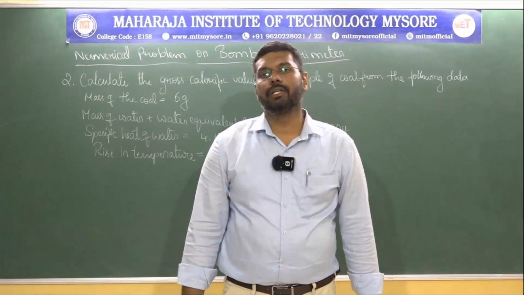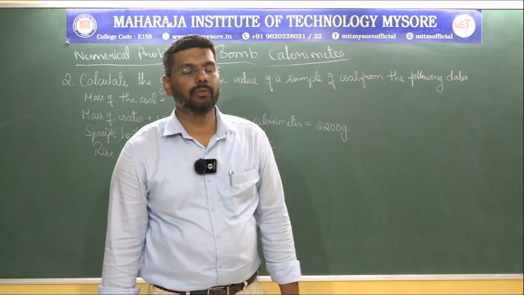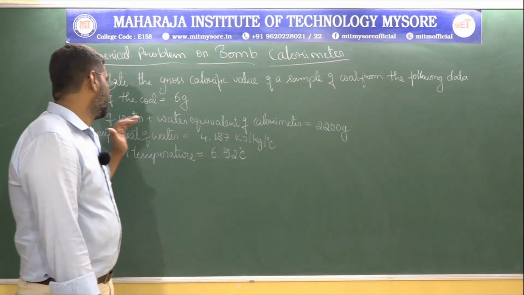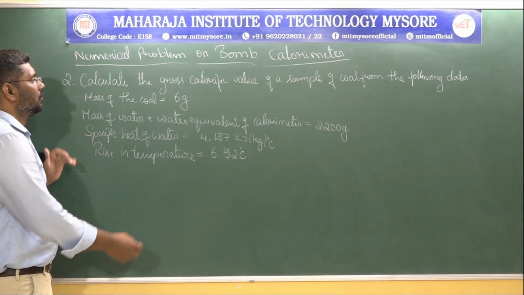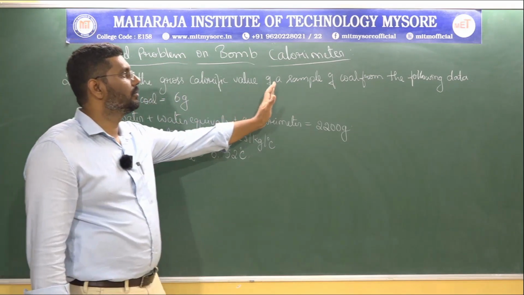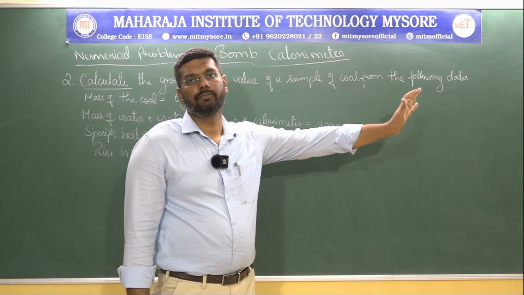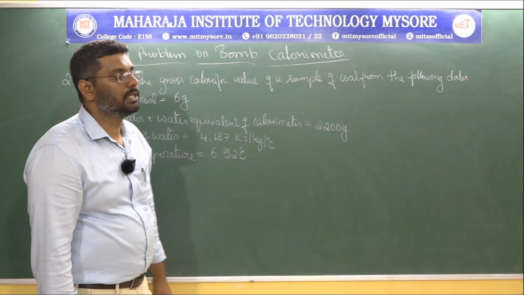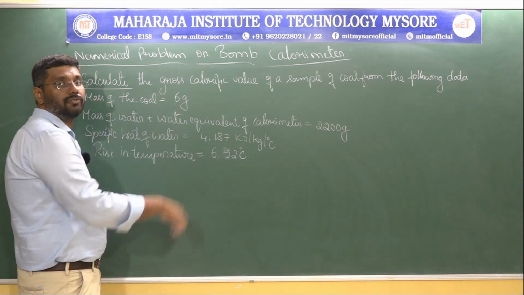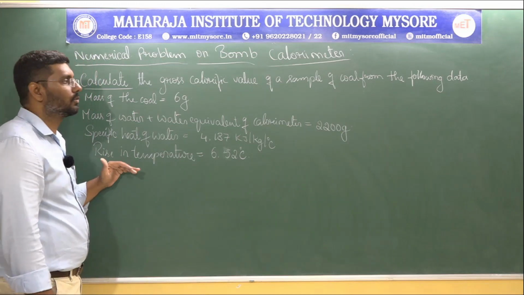We shall go to the next numerical problem under calorific value. Here I have written one more numerical problem. What he is stating here: calculate the gross calorific value of a given sample of coal from the following data. He has told only to calculate the gross calorific value. So what is the data he has given? Just have a look here.